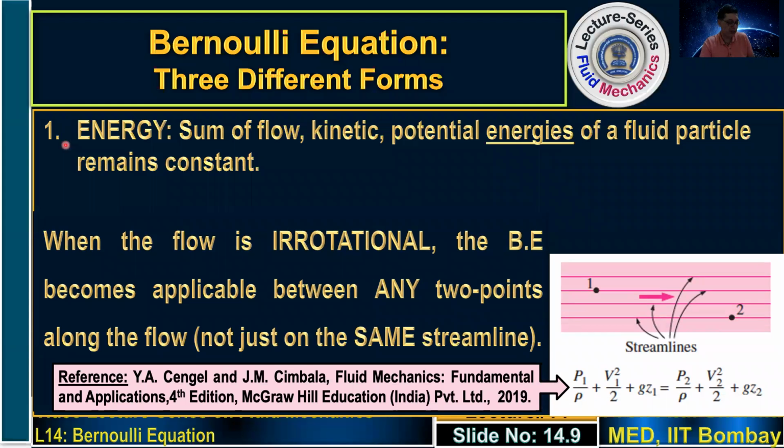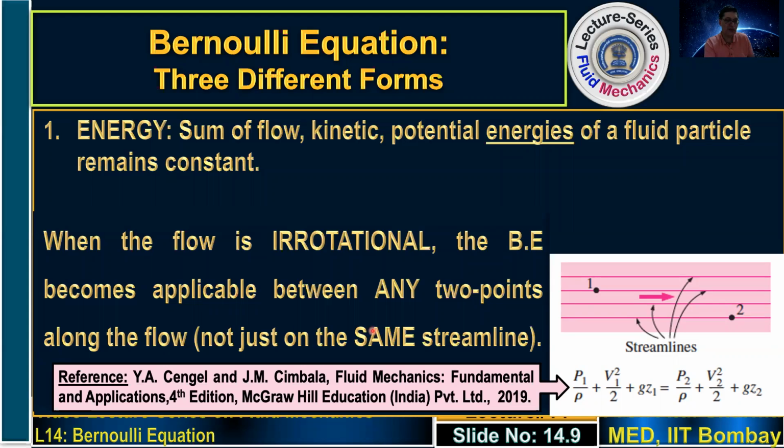So as I mentioned, when the flow is irrotational, as shown in this figure, let us suppose there is a horizontal flow. So all the streamlines are shown by horizontal lines. If you consider point 1 on this streamline and another point 2 on another streamline below that streamline, in this case the flow is irrotational, vorticity is 0. Then this Bernoulli's equation is applicable between any 2 points in the flow region, not just on the same streamline.